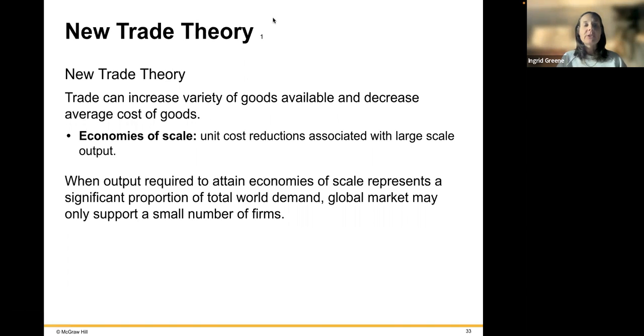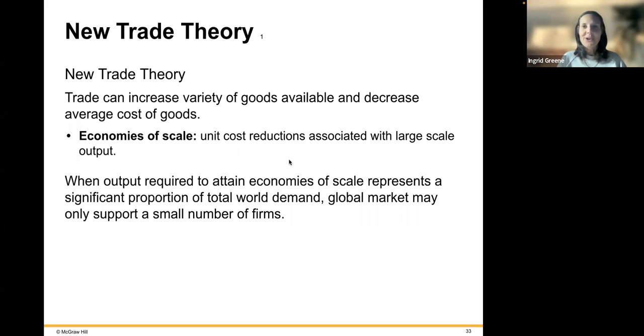And so now we're moving on to what's called new trade theory, as opposed to product life cycle theory. New trade theory talks about how trade can increase the variety of goods available and decrease the average cost of goods. So this is talking about the idea of economies of scale, and you've probably already studied this in your economics courses or other courses in your MBA. This is talking about how unit cost reductions associate with large scale output. So the more we're producing, the more efficiencies, and we can bring down the price.